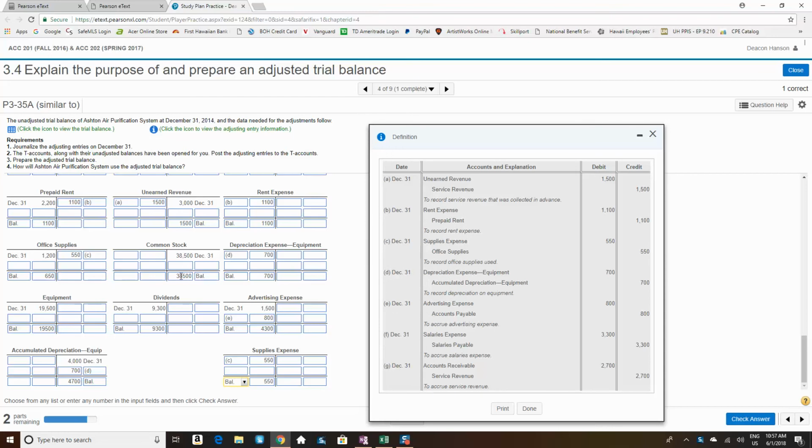Okay, common stock, 38,500. Nothing affected common stock. Depreciation expense, 700 from entry D, 700. Equipment, 19,500. No effect on equipment. Dividends, 9,300. Okay. Advertising expense, 1,500 started. There it is. Okay. So see the human error.